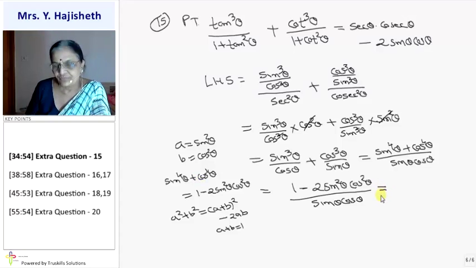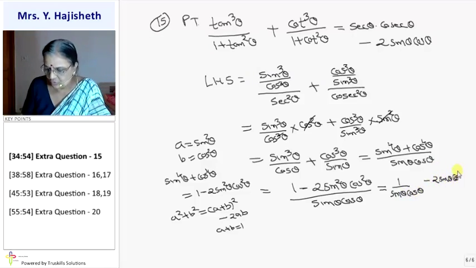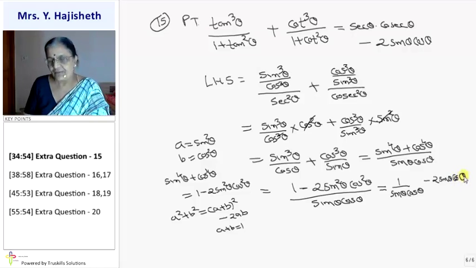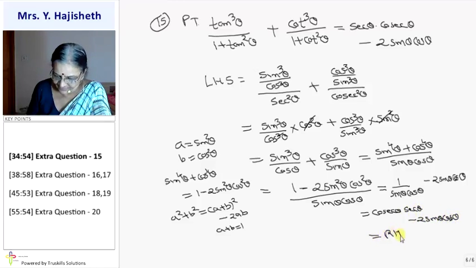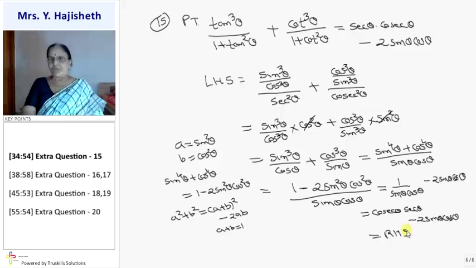Now separate it out. 1 upon sin cos minus 2 sin square cos square by sin cos. So only 2 sin cos, because 1 sin and 1 cos will go away. Clear? 1 upon sin and 1 upon cos is cosec into sec minus 2 sin into cos. You got your RHS? Yes. So identities are not that difficult.